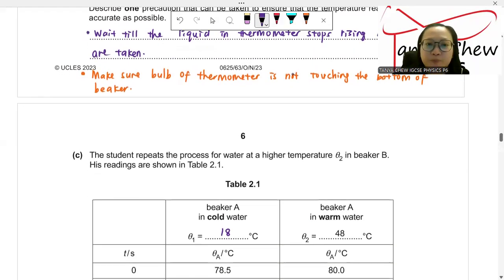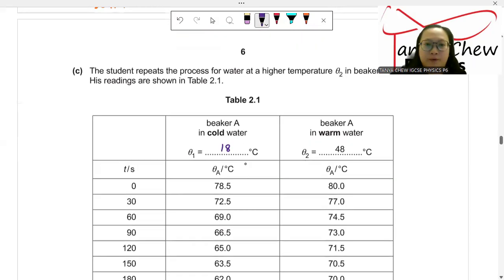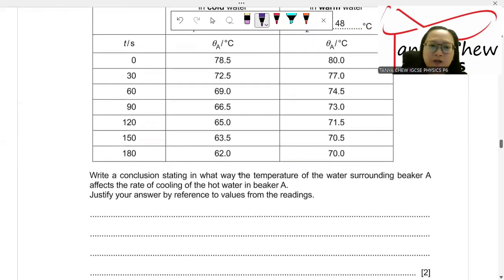The student repeats the process for water at a higher temperature, theta 2, in beaker B. His readings are shown in table 2.1. Wow, okay. Write a conclusion stating in what way the temperature of the water surrounding beaker A affects the rate of cooling of hot water in beaker A. Justify your answer by reference to values from the readings. So justification, and they told you reference to the values. So no choice, you have to put in values.